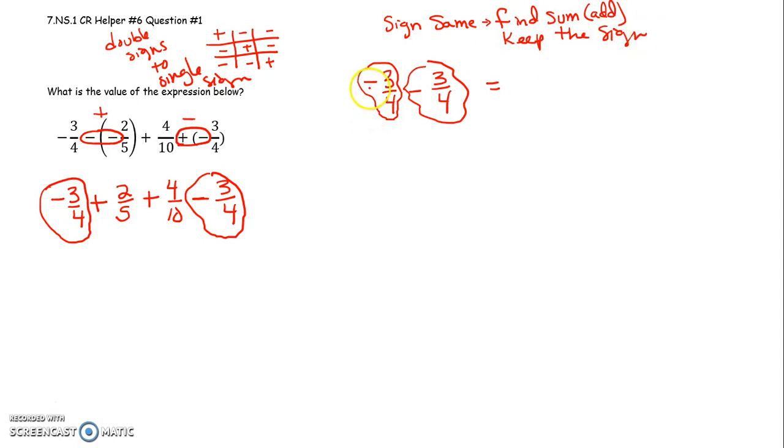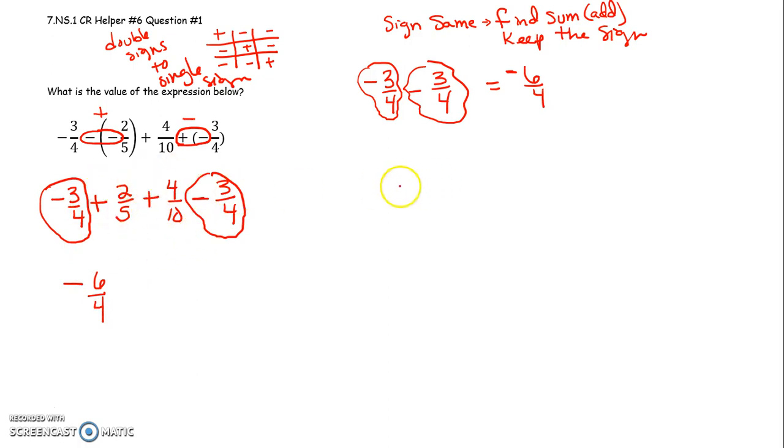So that's what I'm going to do. Those signs are the same. I'm going to find the sum. I'm going to keep the sign. So 3/4 and 3/4 is 6/4. And I keep that negative sign. So minus 3/4 minus another 3/4 is a minus 6/4. So if I combine those negatives, that becomes a -6/4.